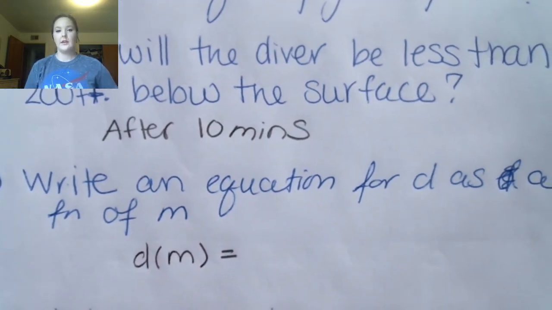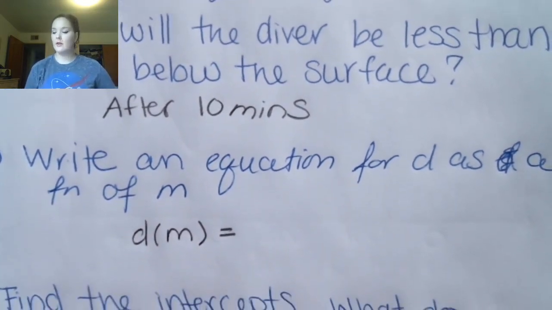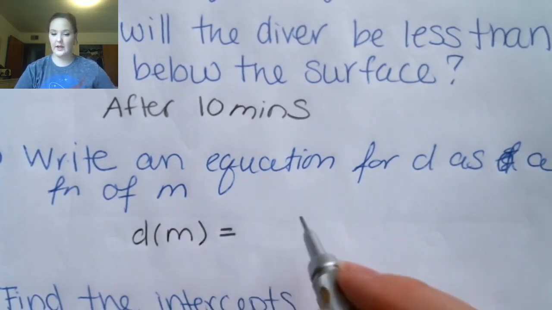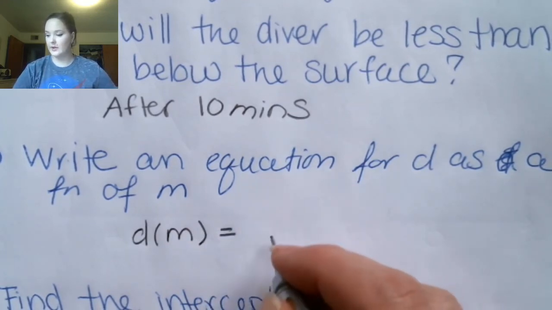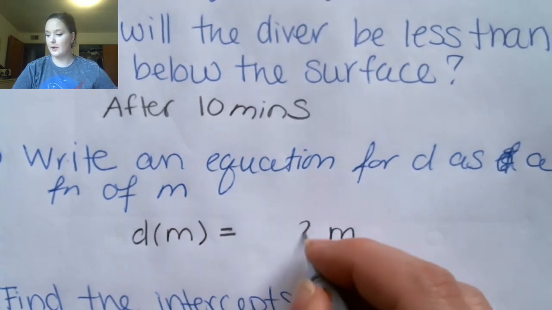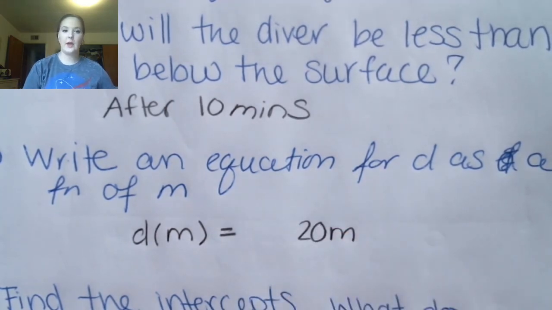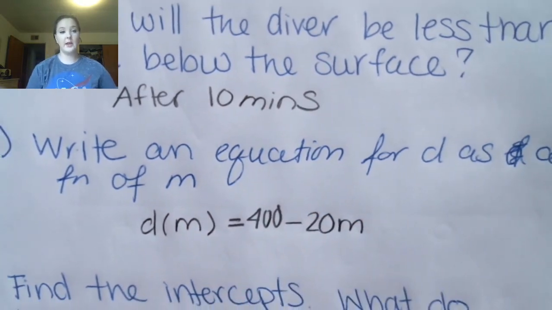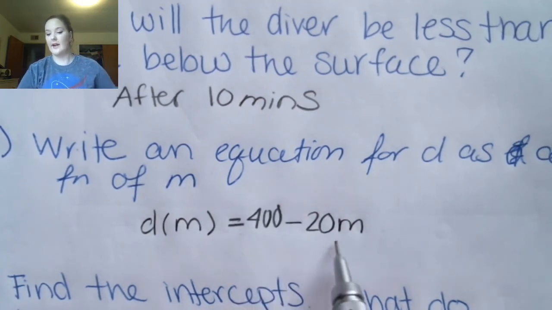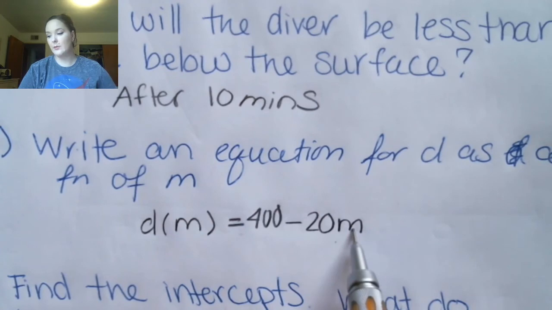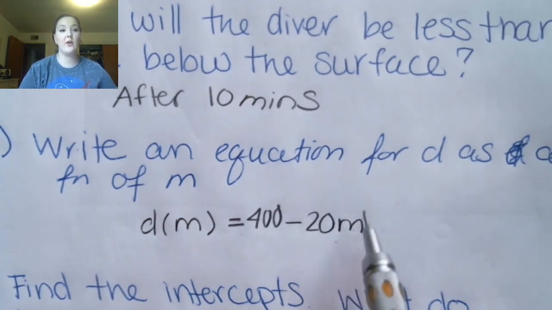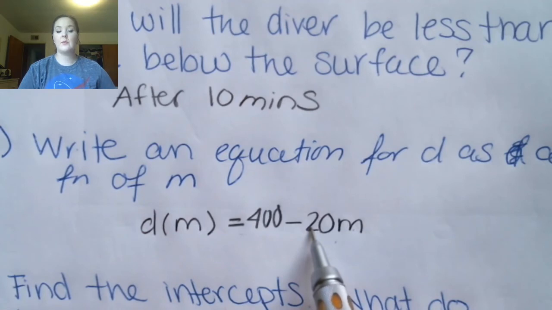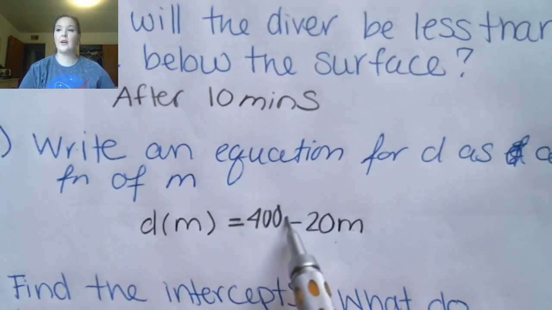Now we took our value m, the number of minutes, and we multiplied it by 20. So I'm going to take m and multiply it by 20, and then we subtracted our answer from 400. So I'm going to subtract this from 400. Again, we're using the process that we used to get the numerical answers for the table, and we're just writing that out symbolically. We took the number of minutes and multiplied it by 20 to see how far up the diver had gone, and then we subtracted our answer from their original depth of 400 feet.